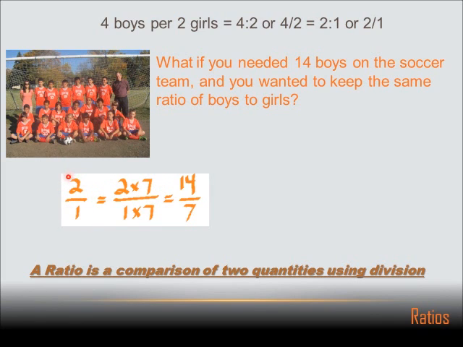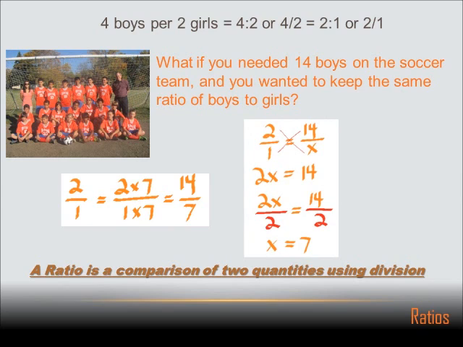So I could change this ratio or this fraction to 2 times 7 over, and if I'm going to multiply the top by 7, I got to multiply the bottom by 7. So it's over 1 times 7. And 2 times 7 equals 14, and 1 times 7 equals 7. So my ratio of boys to girls would lead me to believe that if I had 14 boys, I better have 7 girls.